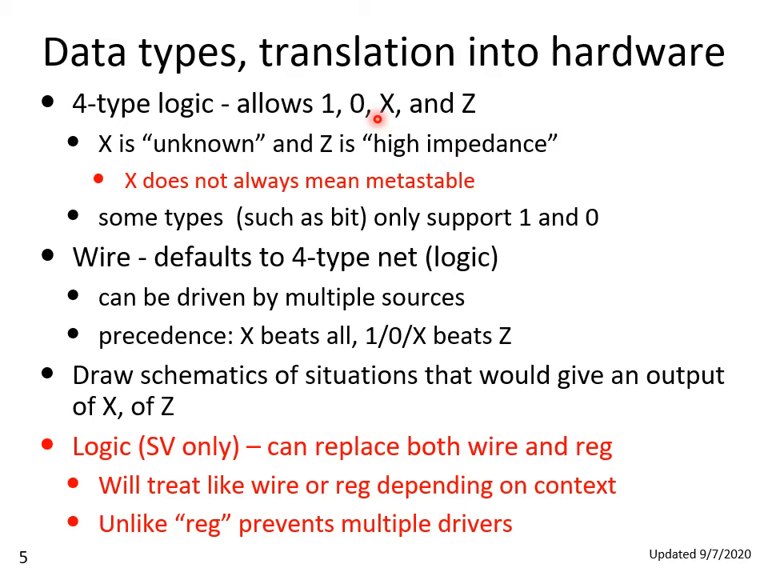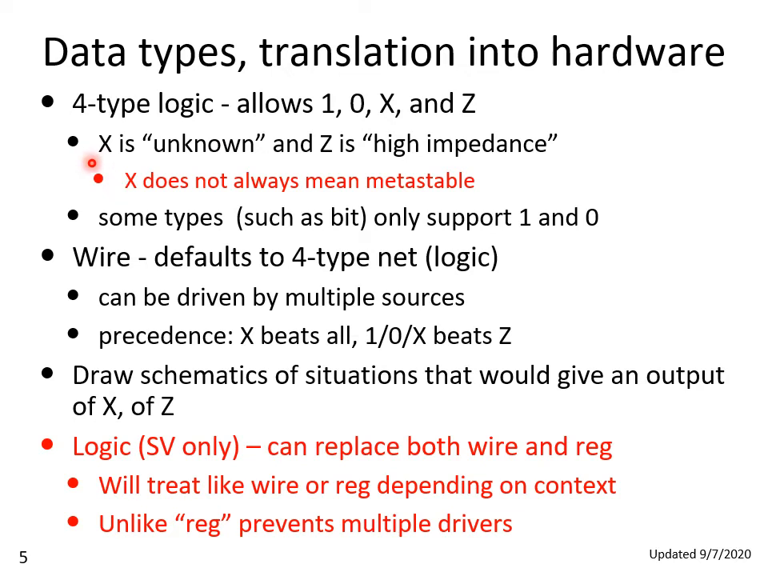So if you see a value x on a wire or a variable, it means that the simulator cannot determine what the value of that signal is. It doesn't mean that in the real circuit it won't have a value. It could. It's just that the simulator cannot predict the value at that point in time. And there are different reasons why this could happen.